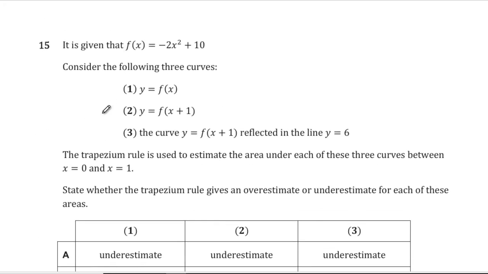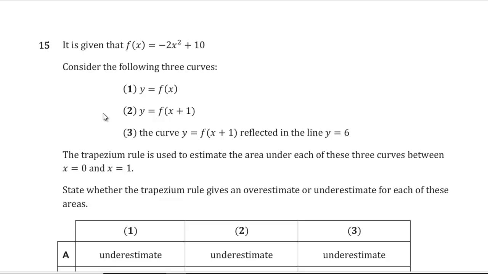Right, 15. He's given that f of x is that. Consider the following three curves. Y equals f of x, y equals f of x plus 1, and the curve y equals f of x plus 1 reflected in the line y equals 6. Trapezium rule, yawn, is used to estimate the area under each of these three curves between x is 0 and x is 1. State whether the trapezium rule gives an overestimate or an underestimate.